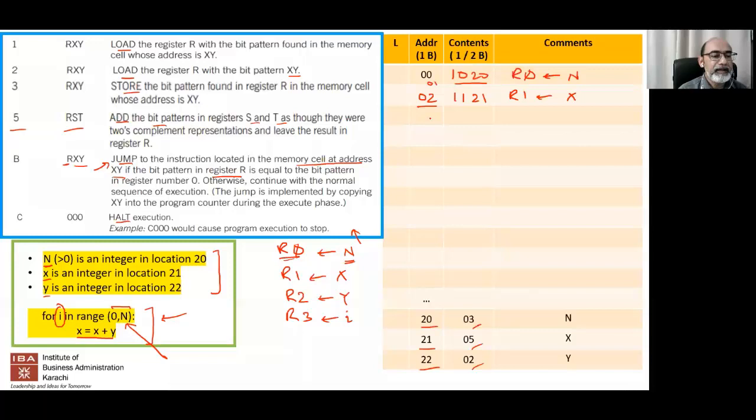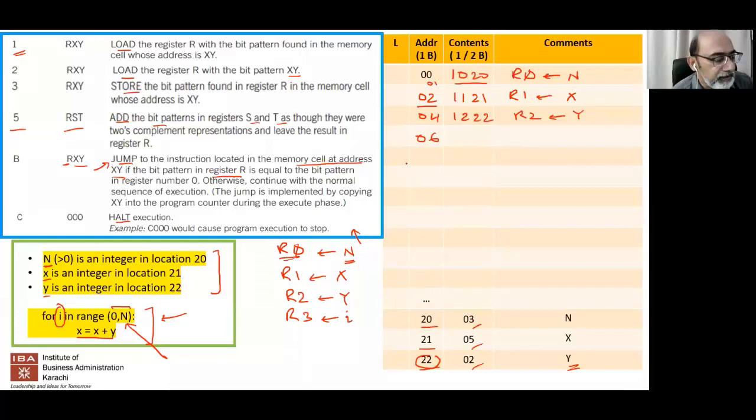So the next address would be 04, and there we can load up Y. We're going to be using the opcode 1, and we're going to do 1, 2, and we're going to load up the location 22 over here, because that corresponds to Y. I hope this is clear so far. So 04. Now, can somebody tell me the next one?